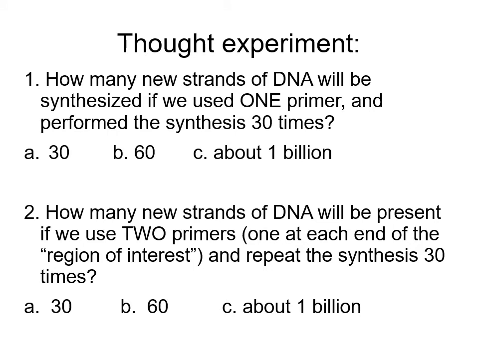Thought experiment: how many new strands of DNA will be synthesized if we use one primer and perform the synthesis 30 times? 30, 60, about 1 billion. Okay, the answer is 30. How many new strands of DNA will be present if we use 2 primers, one at each end of the region of interest, and repeat the synthesis 30 times? About 1 billion.